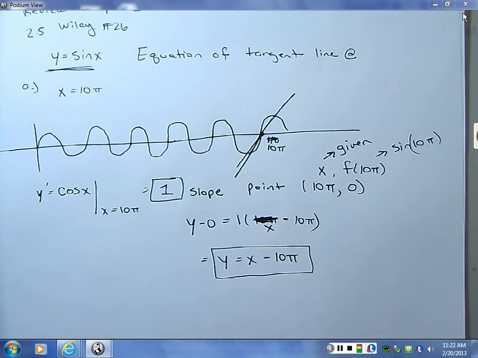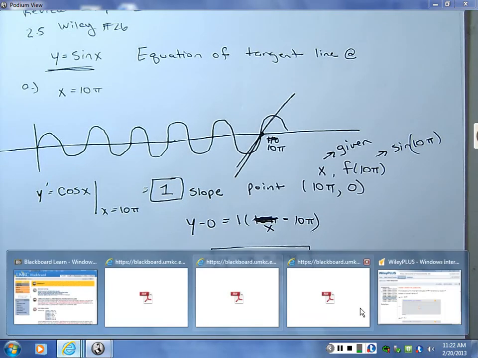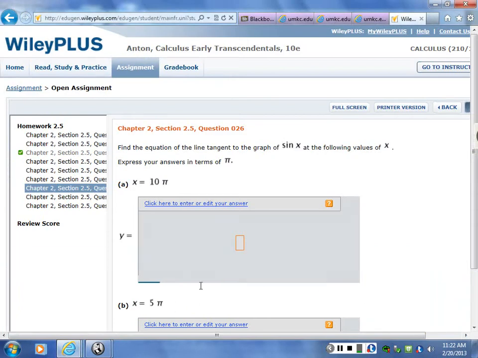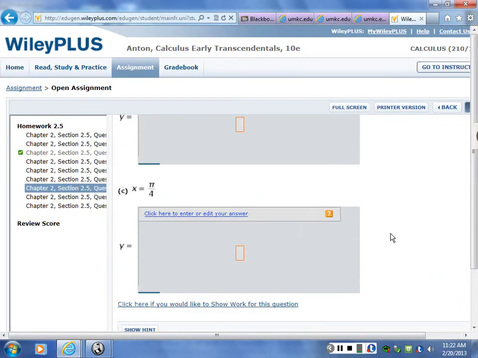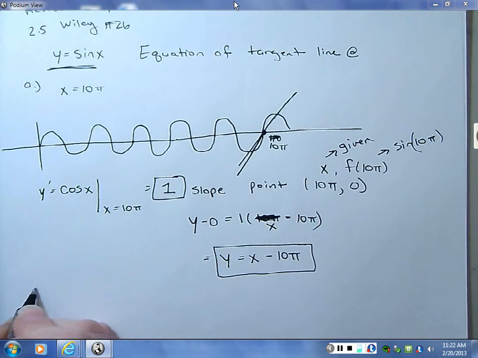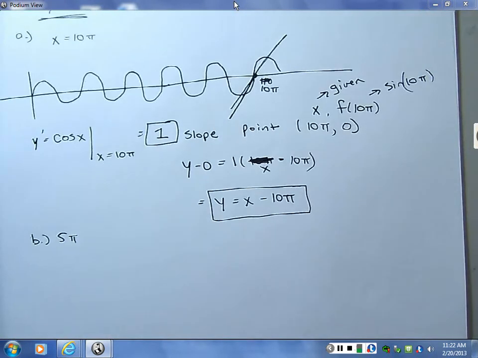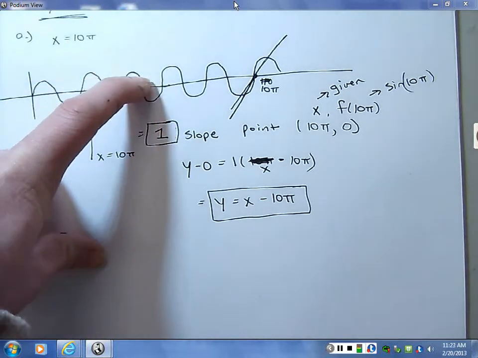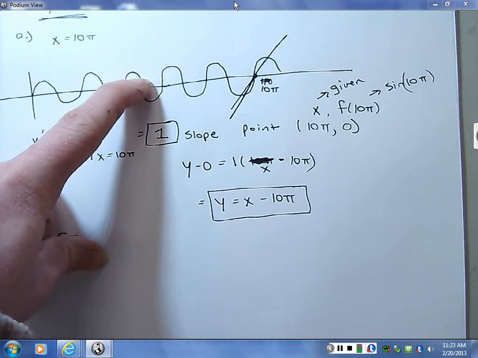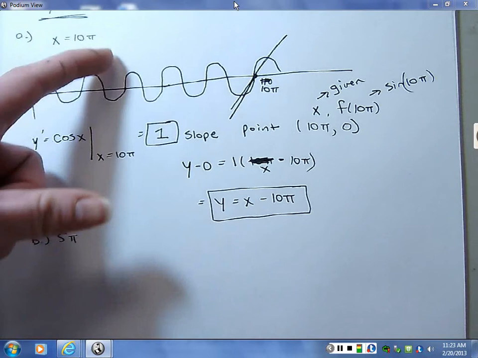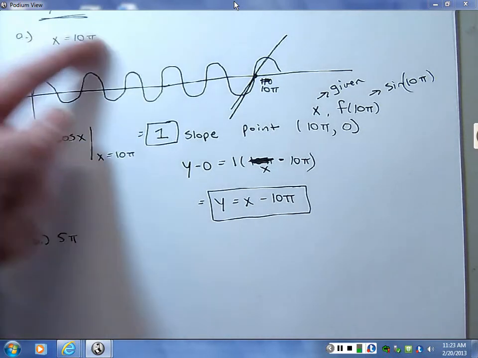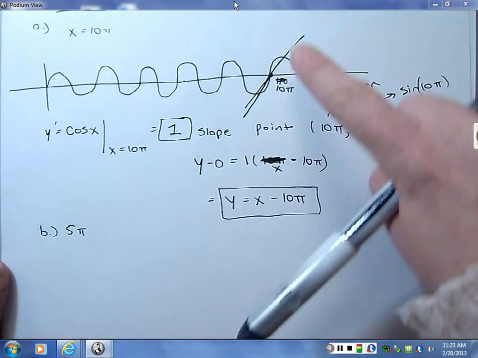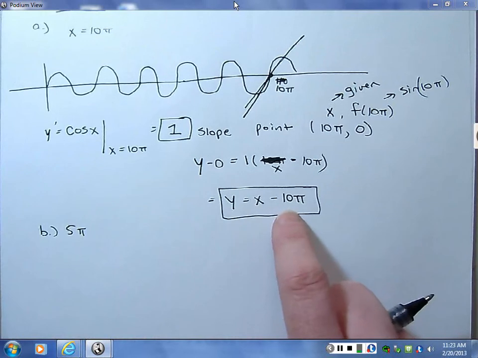So I think the next part is 5 pi. So what is going to be the equation of the tangent line at 5 pi? So at 5 pi, so I have 2 pi, 3 pi, 4 pi, 5 pi. My slope's going to be minus 1. But my y-intercept's going to be related to my tangent line being at 5 pi. Here, my y-intercept, you would think it to be negative, which it is. So that's kind of nice.